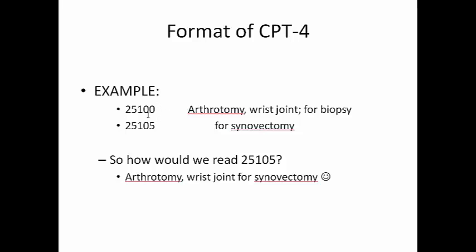So an example would be these 2 codes. 25100, arthrotomy of the wrist joint with a semicolon for biopsy. And 25105 just says for synovectomy. So how would we read 25105? We would read it as arthrotomy of the wrist joint for synovectomy.